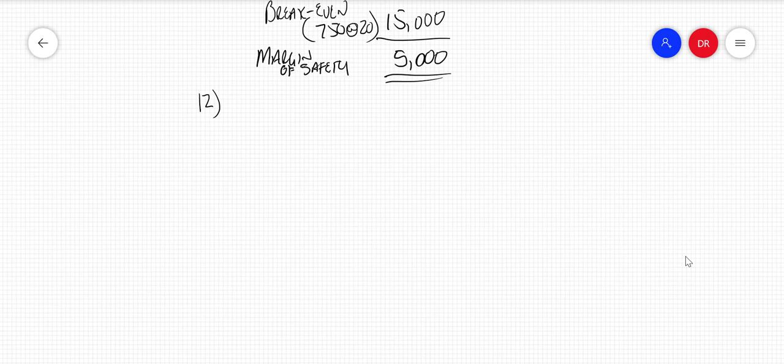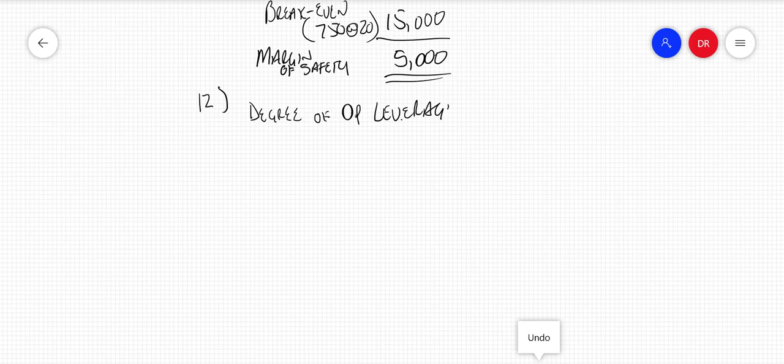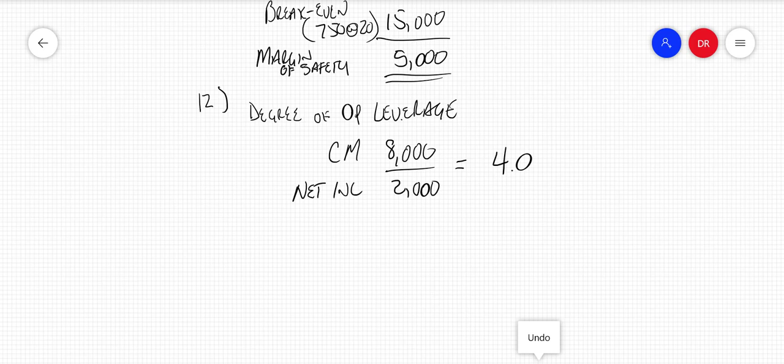Okay, for number 12, they ask for the degree of operating leverage. Degree of operating leverage is going to be the contribution margin of 8,000 divided by net income of 2,000, to give us a 4.0 degree of operating leverage.